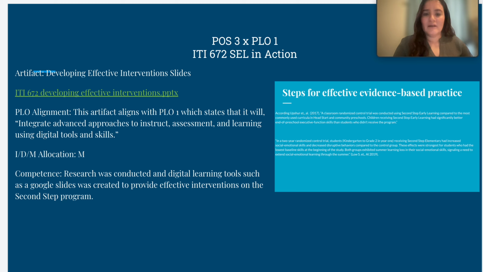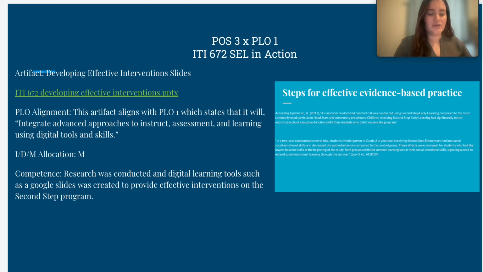The next course was ITI 672, and it was SEL in action. The artifact that I chose was developing effective intervention slides, and this was again some slides that I created. It was to find research on a specific SEL curriculum and investigate its effectiveness in the classroom. I had to find peer review articles that gave data on the effectiveness of the SEL program that I chose.